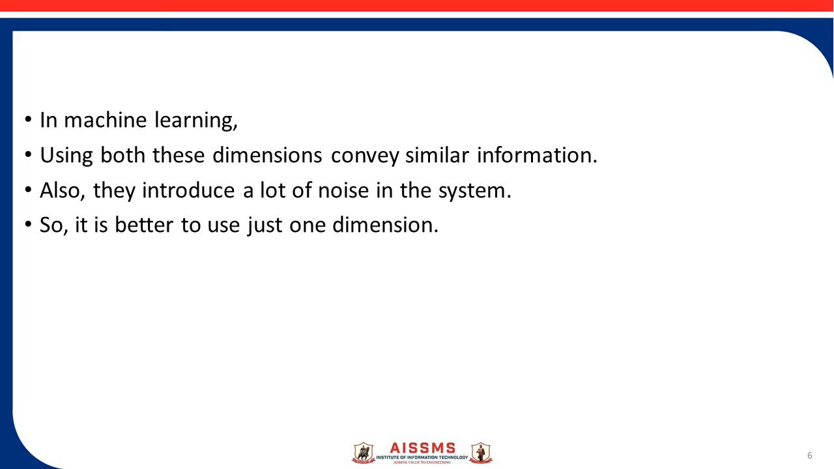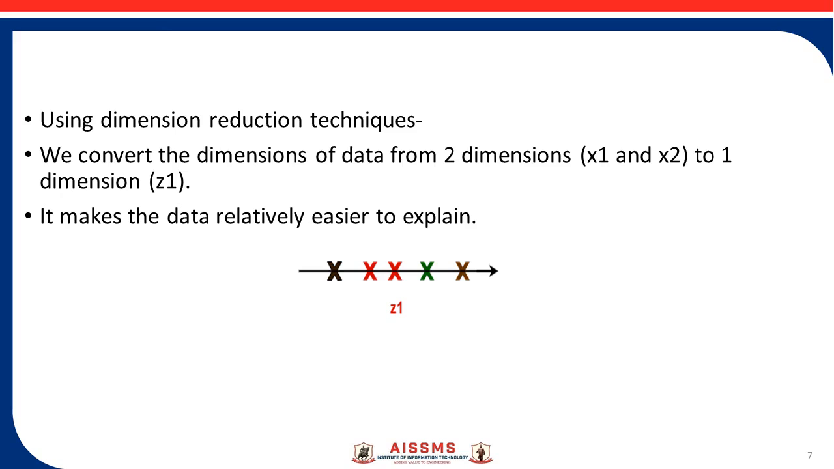The solution to this problem is that we can reduce the dimensions, we can use one dimension instead of two dimensions. Using dimensionality reduction techniques, we can convert the data from two dimensions x1 and x2 to one single dimension, that is z1. It makes the data relatively easier to explain. As we can see in the diagram, we are going to convert these x1 and x2 dimensions into a single dimension, that is z1.